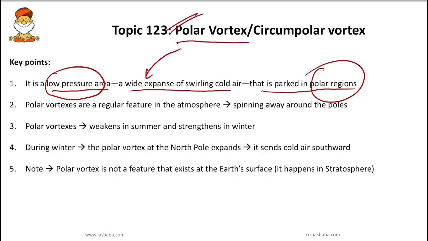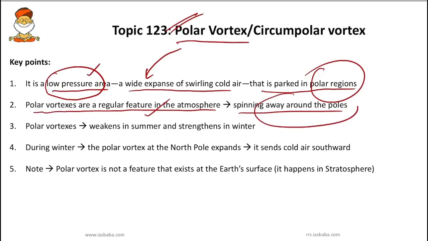So the first important fact you will remember is that the polar vortex is nothing but an area of low pressure as well as cold air, and generally it surrounds both of the earth's poles, northern and southern hemispheres. The second important point is that these polar vortexes are a regular feature in the atmosphere, spinning around the poles. To make it simple, they always exist. Where do they exist? They always exist near the poles. This is what you have to remember.